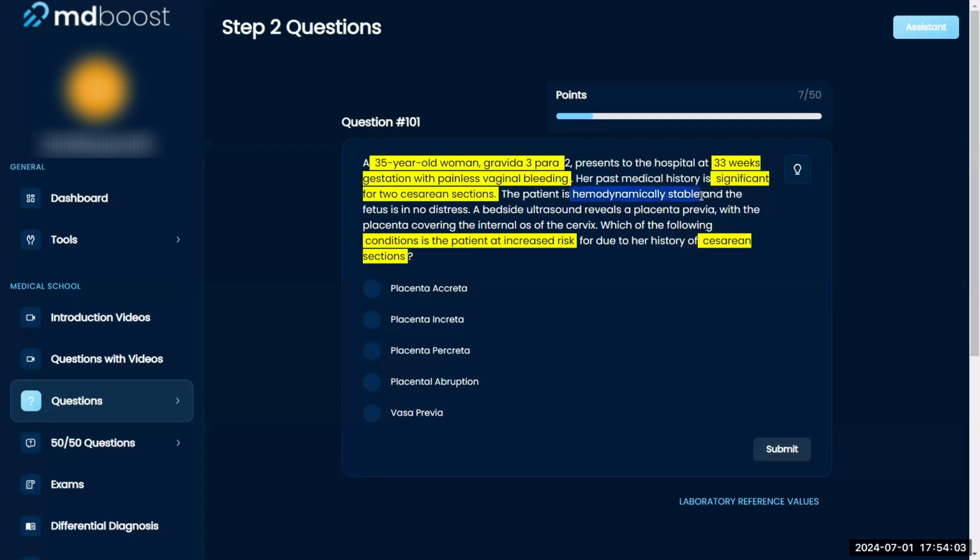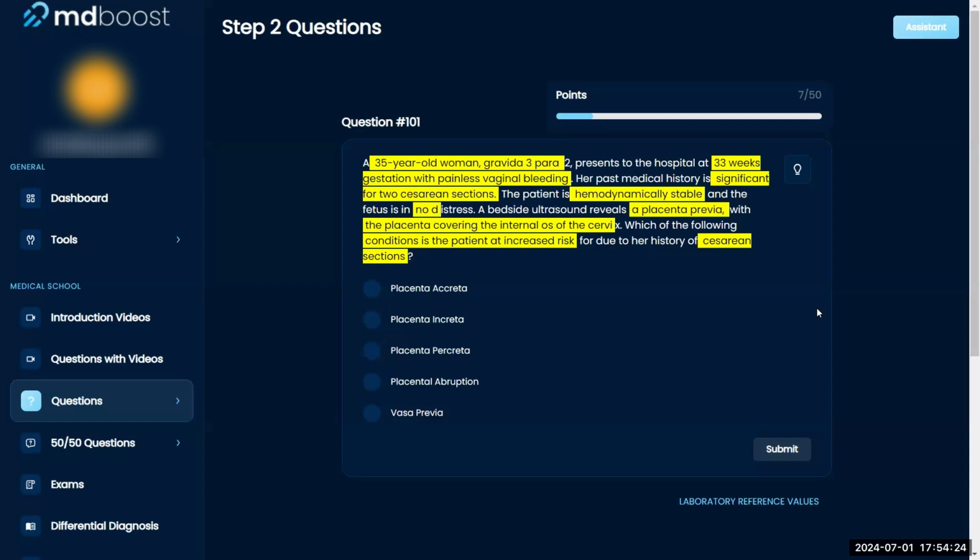We have a placenta previa with the placenta covering the internal os. Which of the following conditions is the patient at increased risk for due to her cesareans? Okay, well, even though there's the placenta previa, the cesarean thing, let's see. Oh, what wasn't the answer I was thinking of?